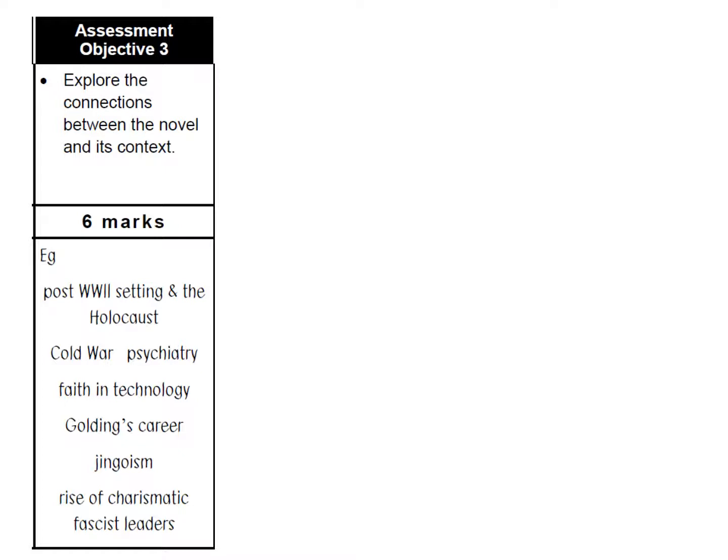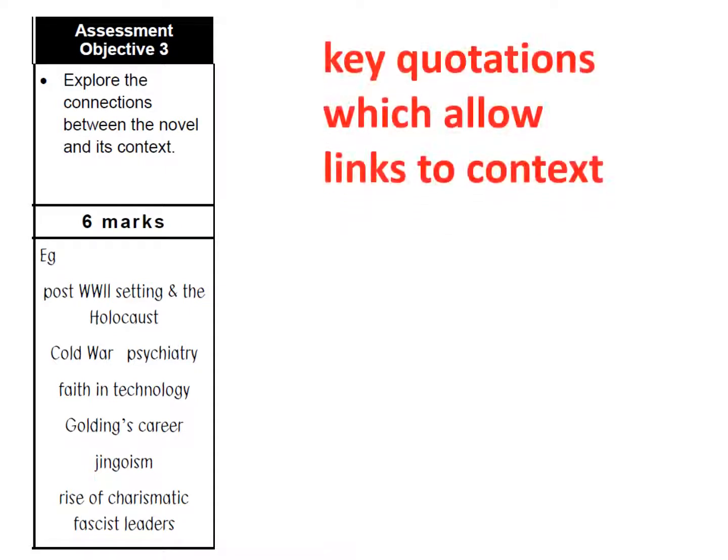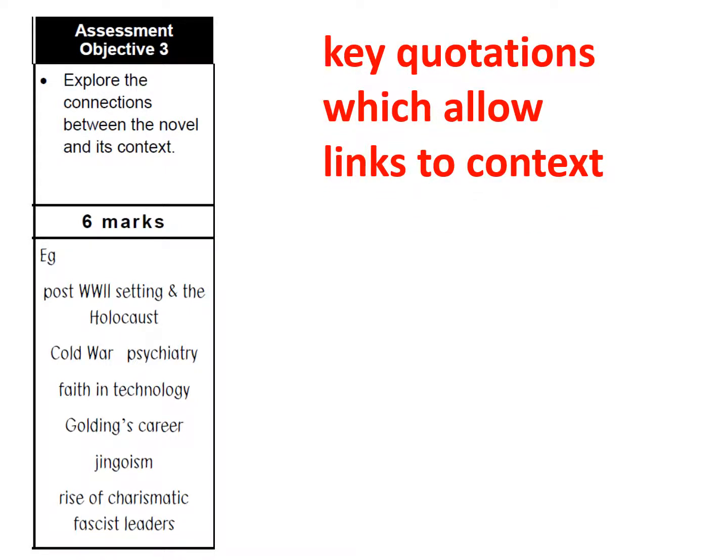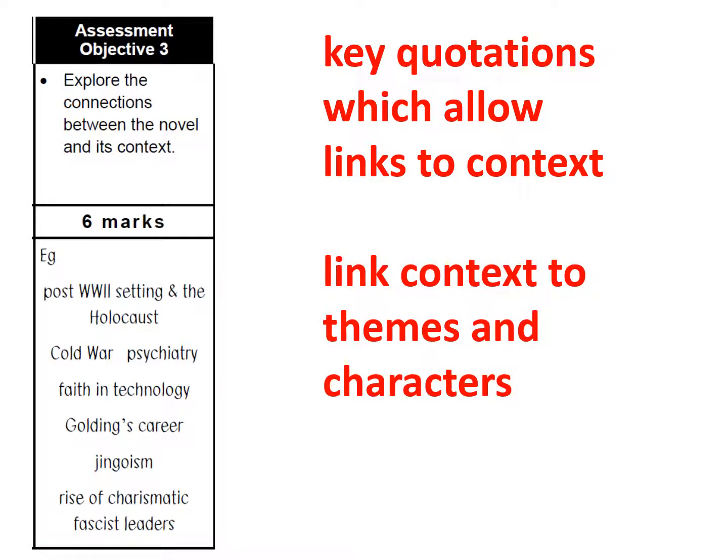So for context, you should have a short list of the things that you probably will be able to talk about. And have you got quotations that you know link to that context? So is there a quotation about Jack and you think I could probably link this to people like Hitler and Mussolini because it's showing the sort of charismatic, violent power and threat that he brings with him? And how does the context link to particular themes and particular characters? So again, Jack, 1930s, charismatic fascist leaders, the way that they destroy each other, the way they essentially set light to the entire island. You can link that to the fact that the whole world's going up in flames in World War II.